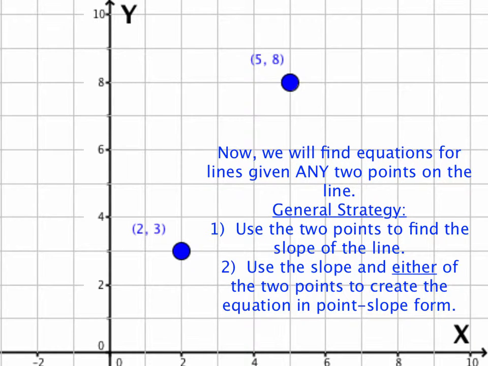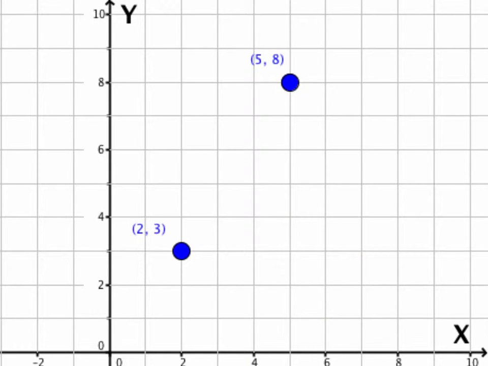Now we're going to explore how to find the equation of a line given any 2 points on the line. Here's our general strategy. First, use the 2 points to determine the slope of the line. Then, use that slope and either of the 2 points to create a point-slope equation for that line. So let's do an example. Let's find the equation of the line containing the points (2, 3) and (5, 8).